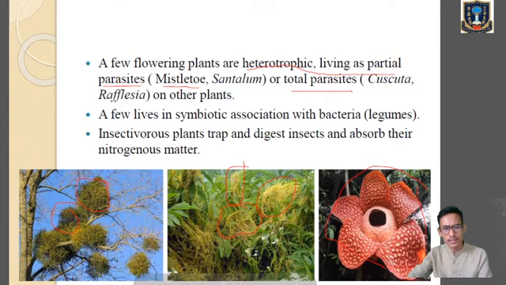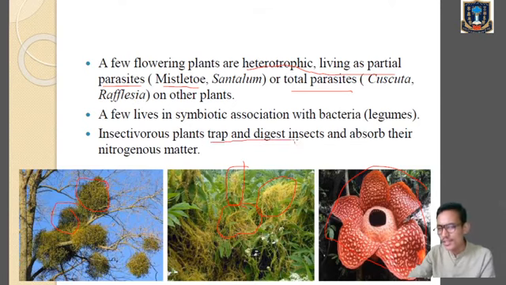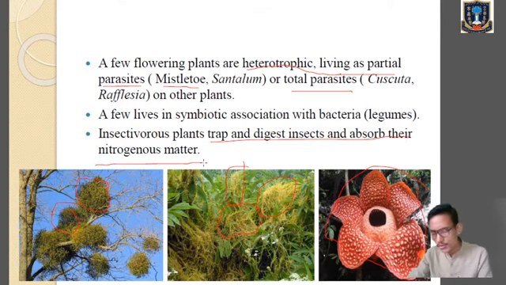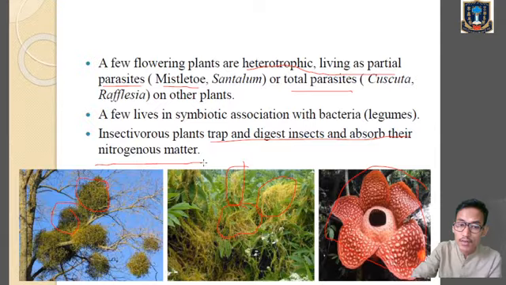Clear? Then there are a few which live in symbiotic association with the root nodules of leguminous plants. They help in nitrogen fixation. Then you have insectivorous plants also, which trap and digest insects and absorb their nitrogenous matter. I think you have heard about the Venus flytrap and pitcher plant, which are insectivorous plants. So here we finish the kingdom Plantae.